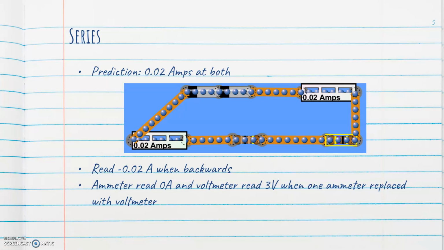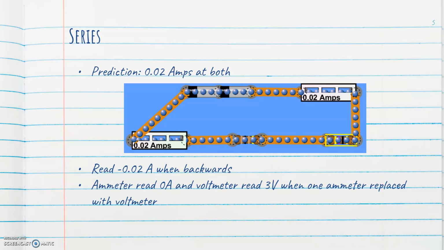For the experiment, the first thing we had to do was create a series circuit with two 1.5 volt batteries, one 47 ohm resistor and one 100 ohm resistor, and put two ammeters at different positions in the circuit. I predicted using Ohm's law that there would be 0.02 amps at both, and that's what happened. When you turn one of the ammeters backwards, it reads negative 0.02 amps, because the current is now flowing in the opposite direction through the ammeter.